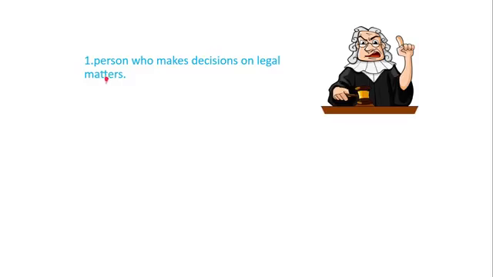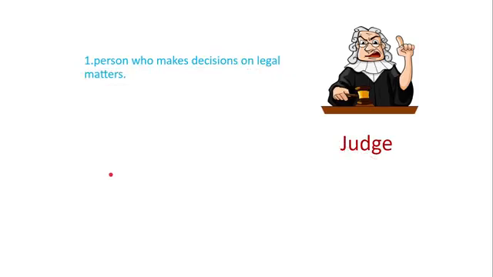Number 1, a person who makes decisions on legal matters, or a person who determines and makes decisions on legal matters in court of justice, for example. Okay? Can you guess what the word is? Super, it's judge. Judge is a person who makes decisions on legal matters.